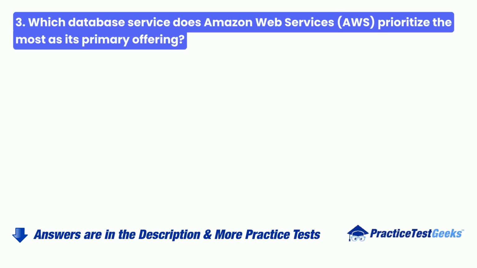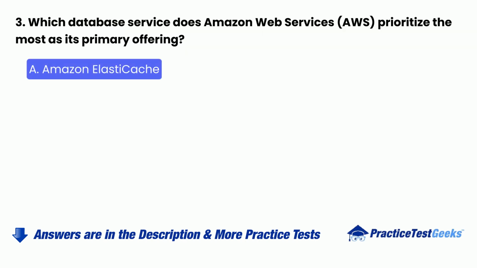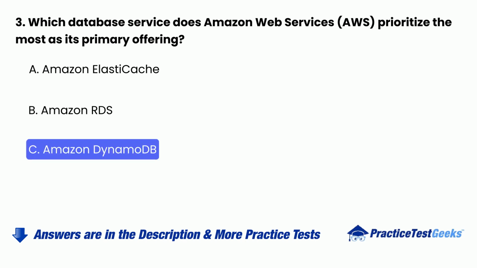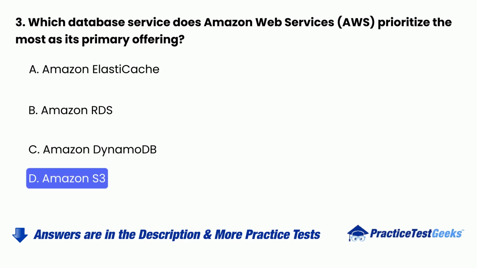3. Which database service does Amazon Web Services or AWS prioritize the most as its primary offering? A. Amazon ElastiCache. B. Amazon RDS. C. Amazon DynamoDB. D. Amazon S3.